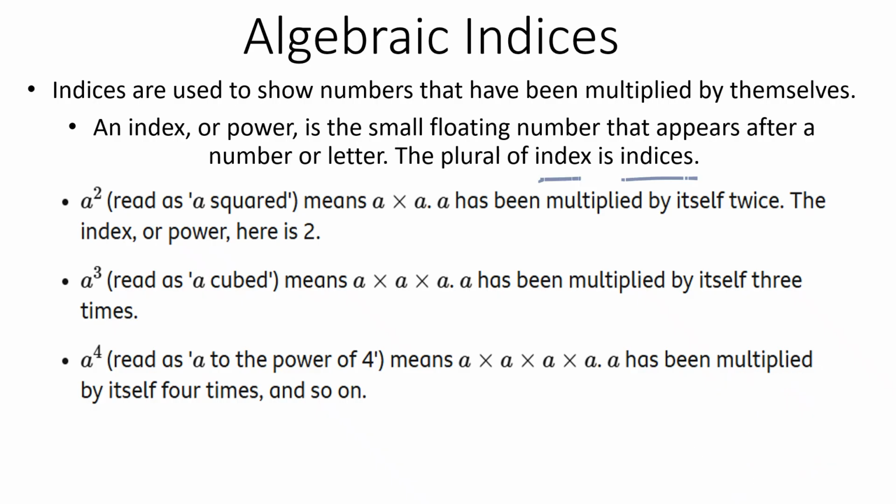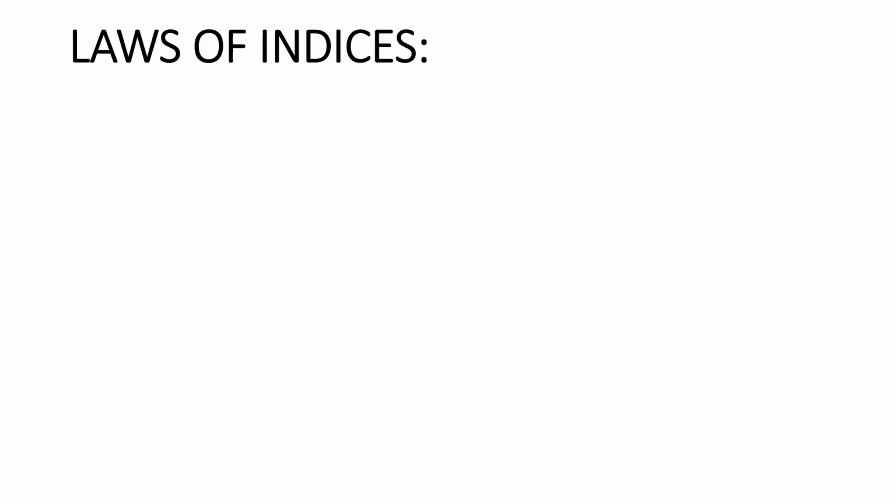Now let's see, there are different kinds of rules we have for different categories. So we'll see all the rules one by one, and I will try to show you an example based on each. Now, laws of indices. How many kinds of laws are there? There are multiple laws of indices, but today we will be learning the basic laws of indices. So the first law is multiplying indices.